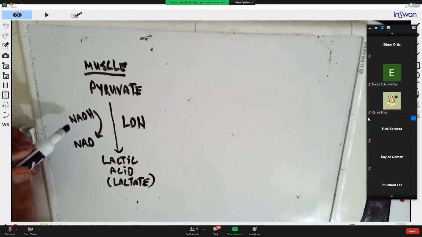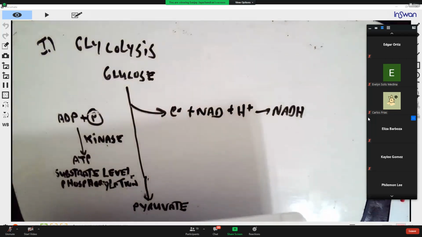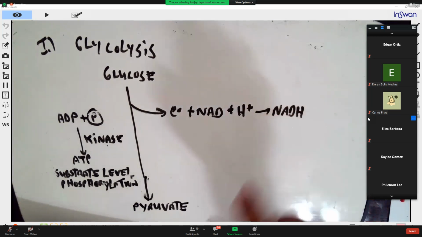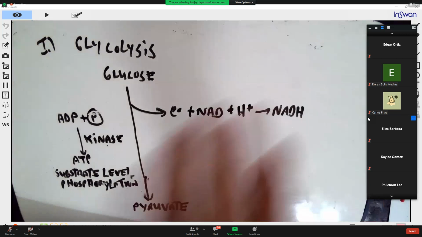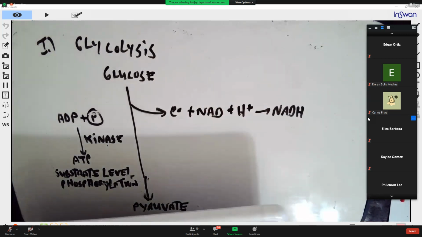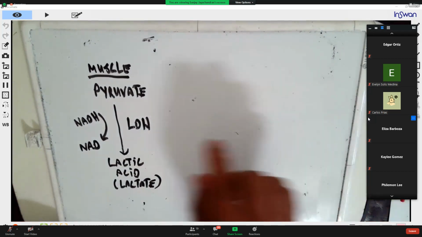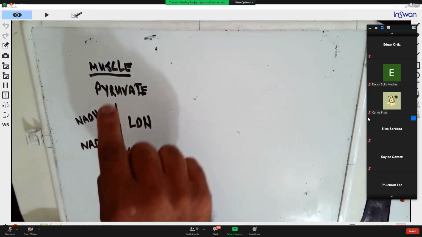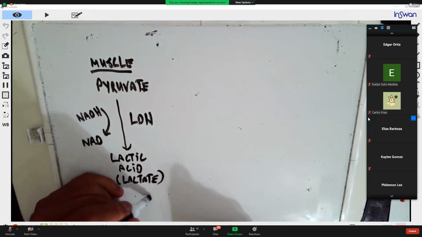This is an important reaction because in glycolysis, we're building up all this NADH. And if too much of it builds up with nowhere to go, like because we don't have oxygen, the entire process shuts down. And we don't want the entire process to shut down. So what we do is we recycle back your NADs. That's what the lactic acid pathway, the fermentation pathways, are for. So we want to recycle NADs. That's the important part.